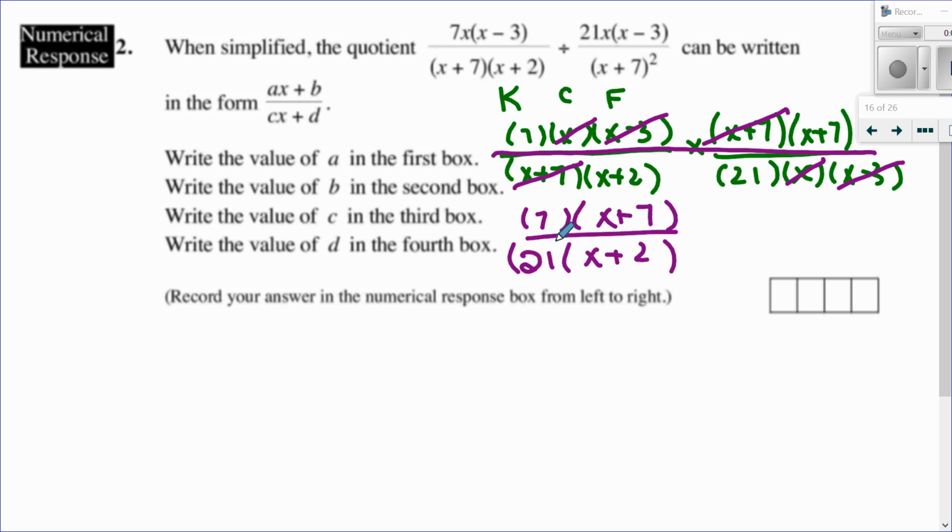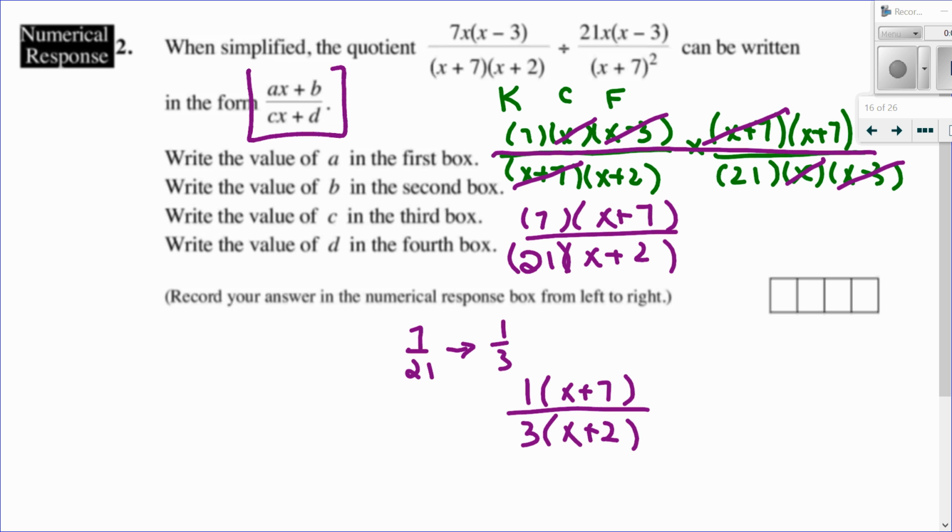And then I just look at my numbers, 7 over 21. And in lowest terms, that's 1 over 3. So it's going to be 1 times x plus 7 over 3 times x plus 2. And that's my preferred way of leaving it, but they want it in this form here. So that's just x plus 7 over, distributive property, 3x plus 6. So a is the number in front of x in the numerator, 1. B is the constant value in the numerator. C is the number in front of x in the denominator. And 6 is the constant in the denominator. So 1736 would be the answer.